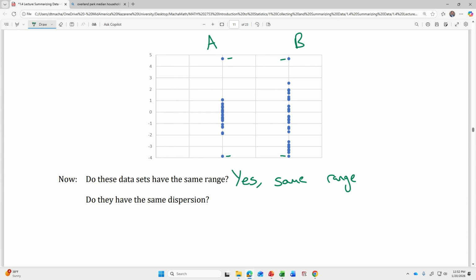But Martina, would you say that set A and set B have the same amount of dispersion? No. Are they just as equally dispersed? Which one looks more dispersed? B. Yeah, B still looks more dispersed. And that tells me that range isn't a very good measure of dispersion. I would like a measure of dispersion that can tell me the difference between set A and set B, because B does look like it has more dispersion to it. So range isn't going to work very well.